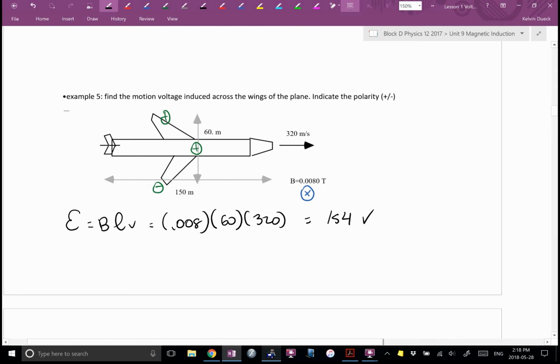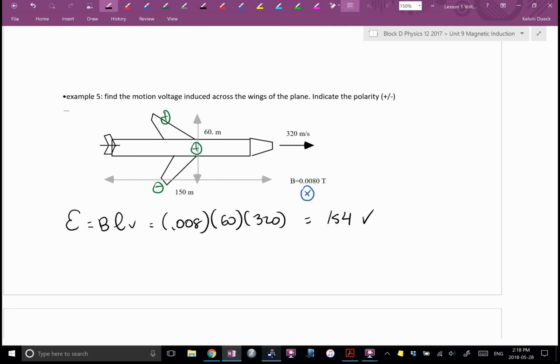How did you find the polarity? Looking up here, I pointed my thumb this way. Magnetic field is into the page. Which way is my palm pointing? Up. The positives are going to get pushed to the top of the left wing. The negatives are going to get likewise pushed to the bottom of the right wing.